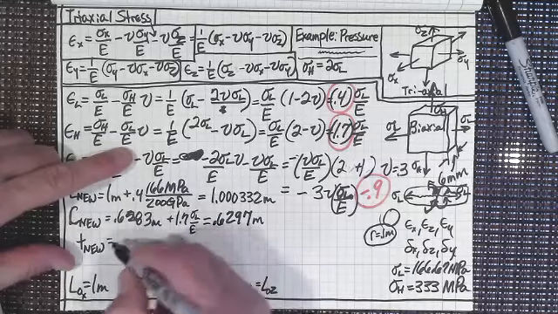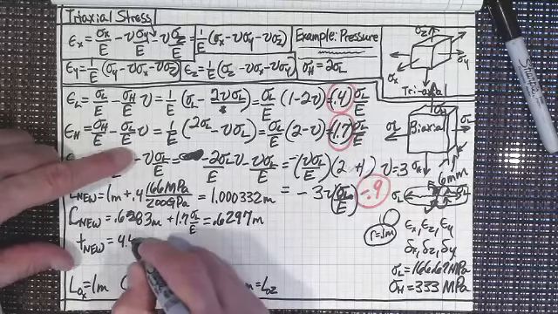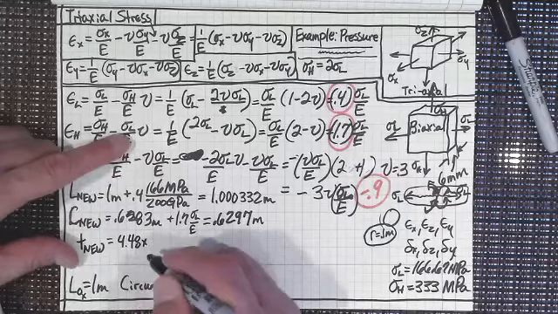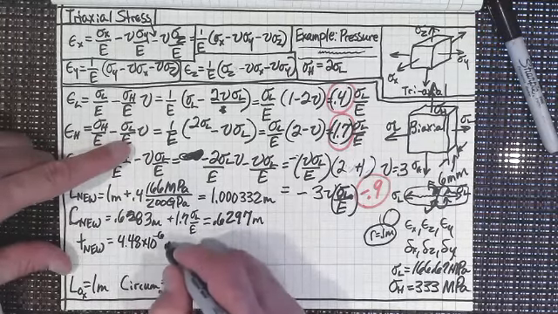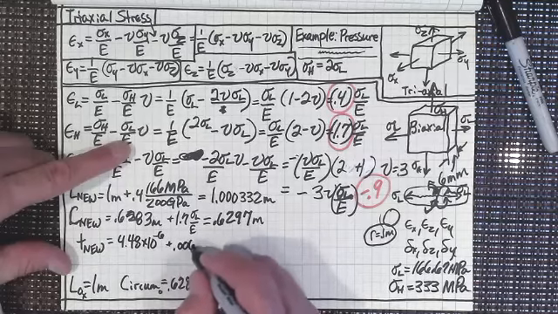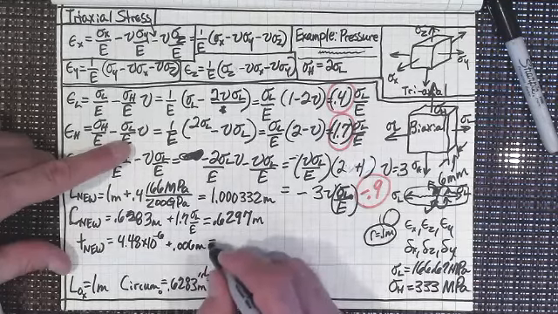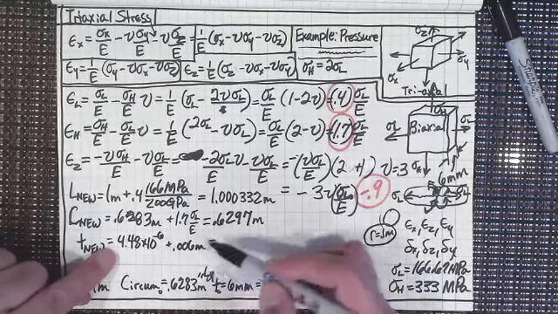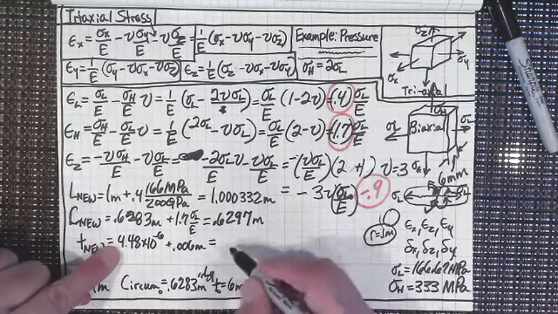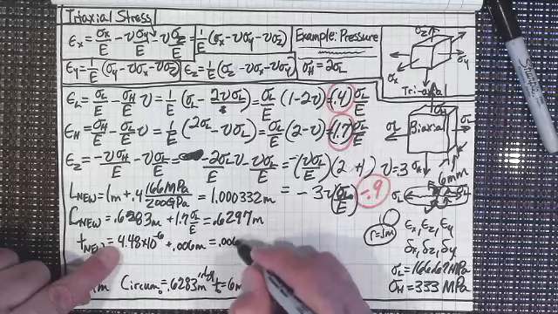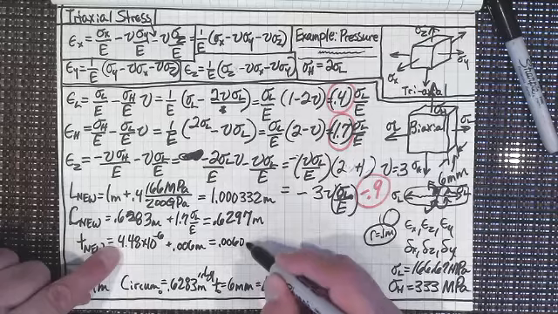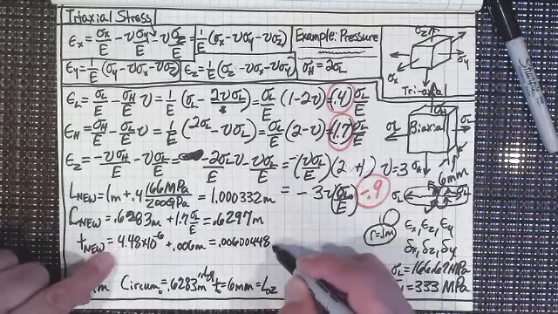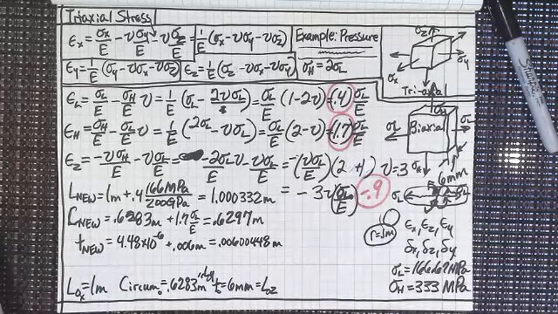It comes to 4.48 microns, times 10 to the minus 6, plus the 0.006 meters that it originally was. So that would be 0.006448 meters. So you can see that it's very small.